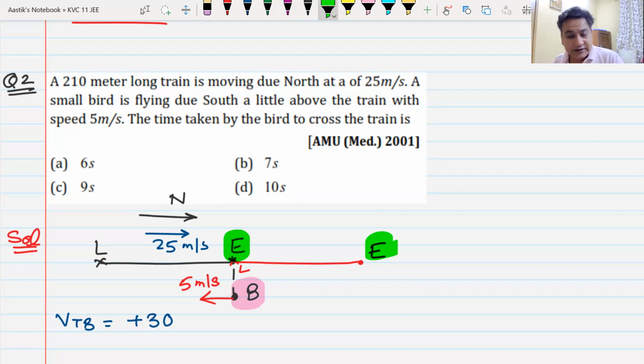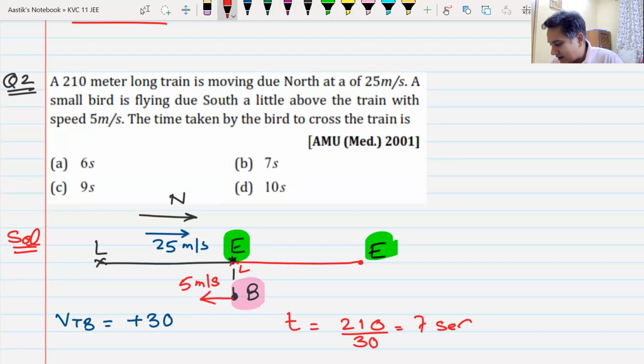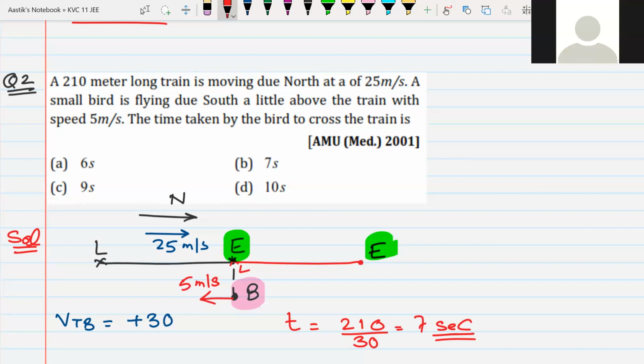You know the initial velocity, and there is no acceleration. You can straight away calculate the value of time. Time is 210 divided by 30, and you will end up with 7 seconds. Do we understand this? Yes or no? Great. So this is how we solve questions of this type. I'll give you 2 minutes to note this down.